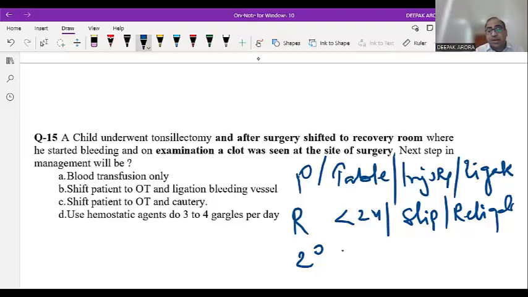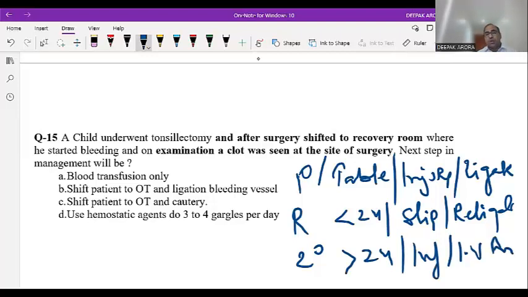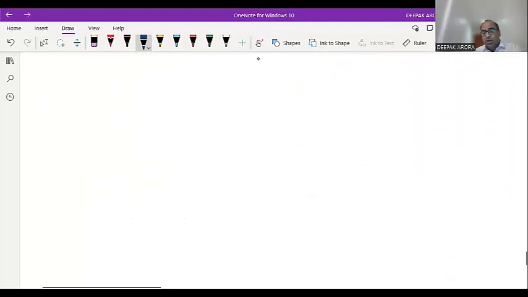What is secondary? Secondary is after 24 hours. Cause is infection. Treatment will be IV antibiotics. So in this case, I will shift the patient and ligate the bleeding vessel. Best answer will be your D option.